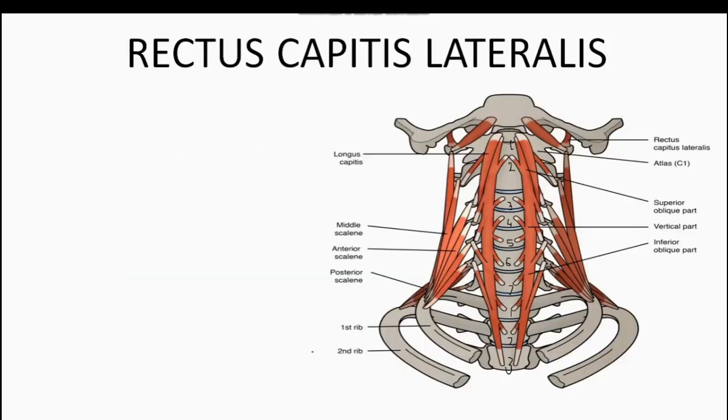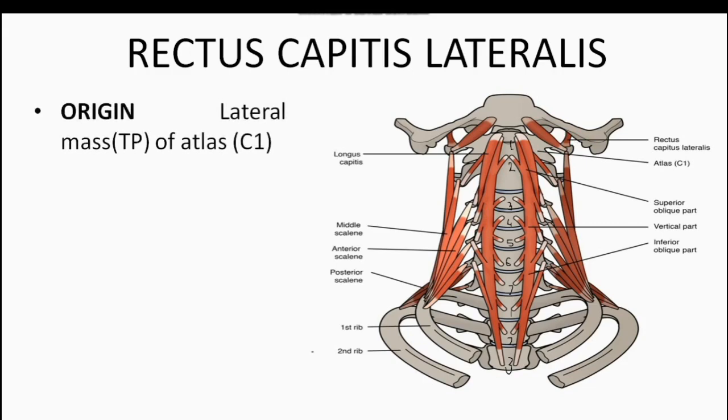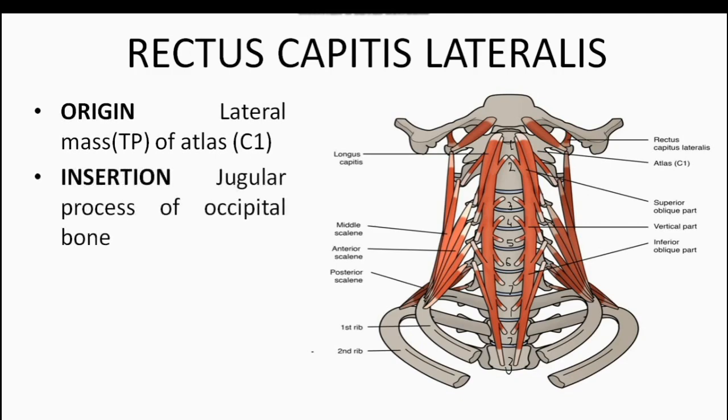Now rectus capitis lateralis. We can see here, this is the rectus capitis lateralis. The origin is from the lateral mass of C1, which I showed you earlier. Now it inserts on the jugular process of the occipital bone. Here, the jugular process of the occipital bone. I already showed you this jugular process in the beginning of the lecture.